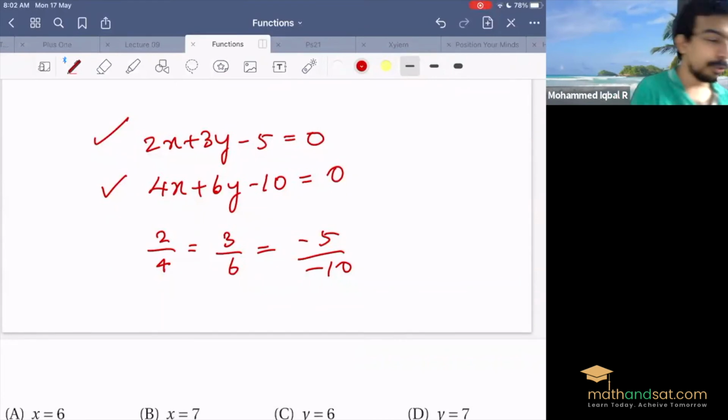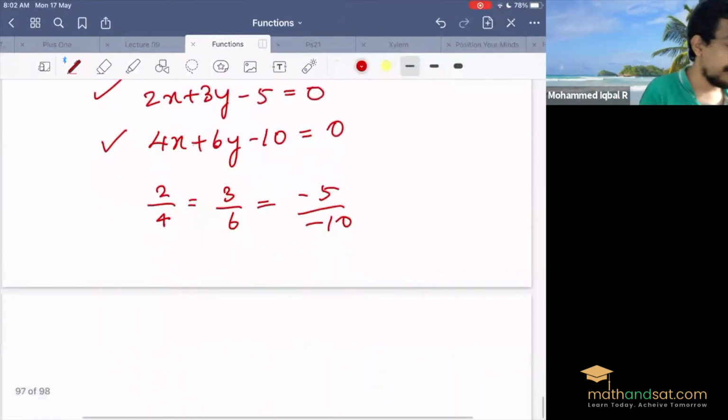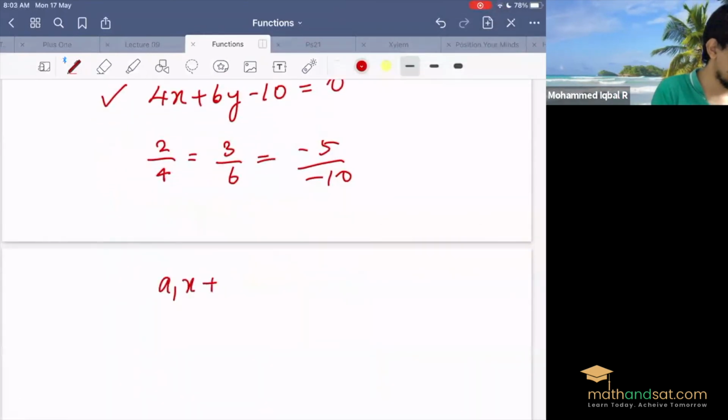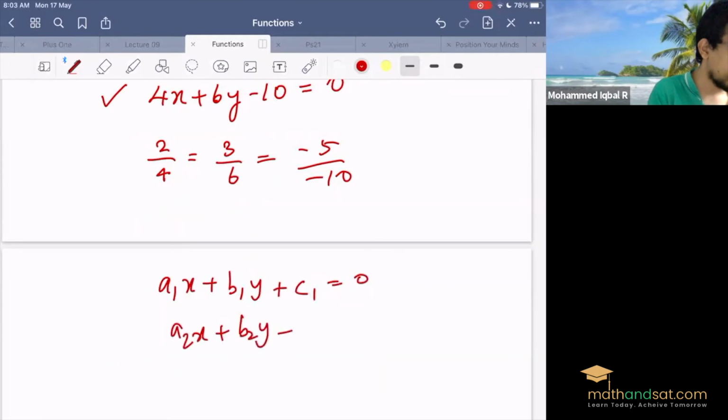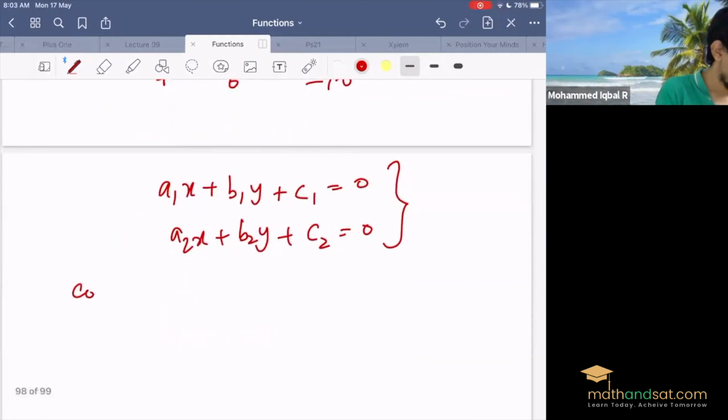So suppose we have two lines, a1x plus b1y plus c1 is equal to 0, and a2x plus b2y plus c2 is equal to 0. They will represent coincident lines.